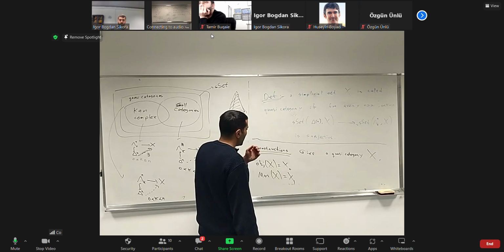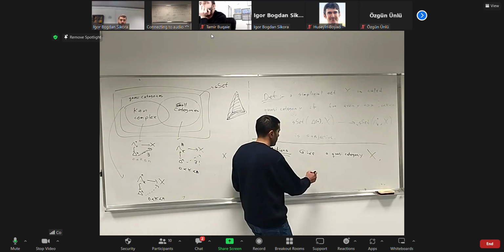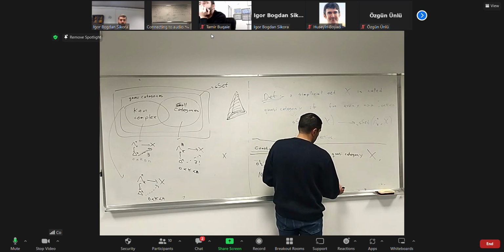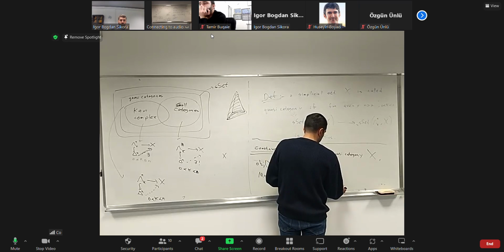Okay? And we have the source and target. Again, if I have f in X1, I will use this notation. What I mean by this is that d1 of f is X, and d0 of f is Y.